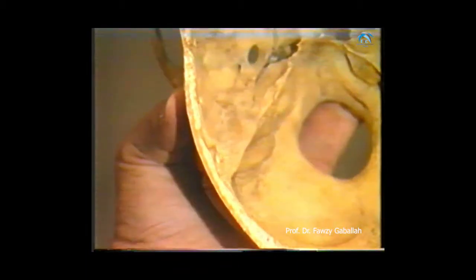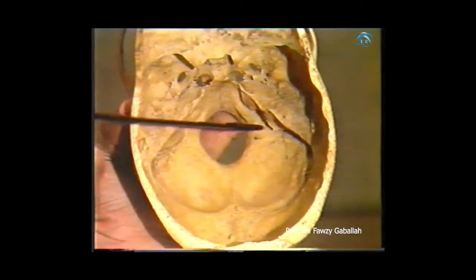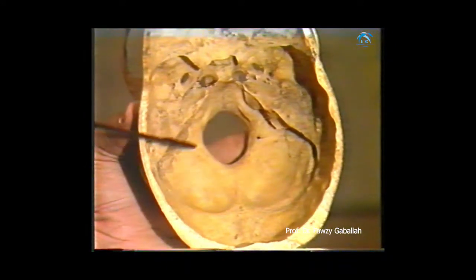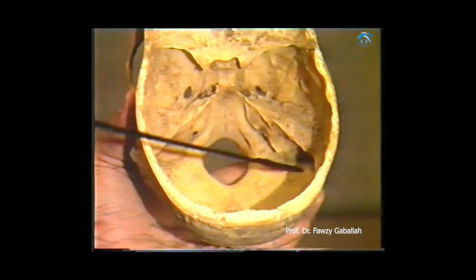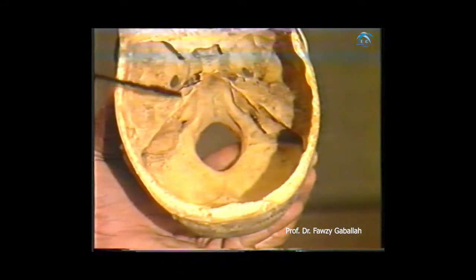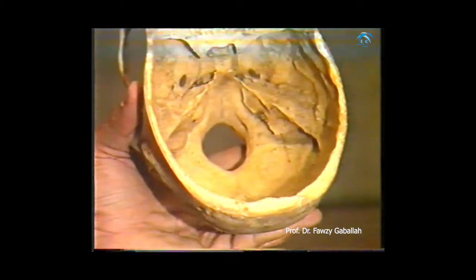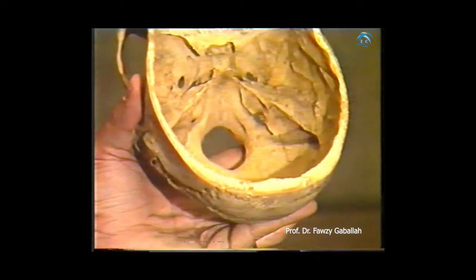Posterior cranial fossa. It lodges the cerebellum and lower two-thirds of the brain stem, which comprises the pons and the medulla oblongata. The fossa is covered by the tentorium cerebelli, which is a fold of dura mater that separates the cerebellum from the occipital lobe of the cerebrum.